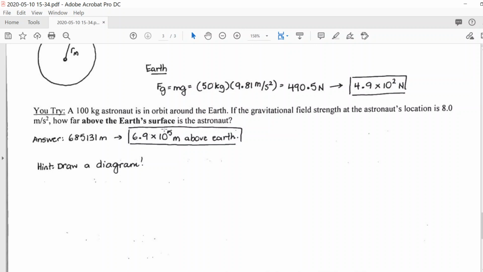Okay, there's a question here for you to try. I've put the answer here for you, so you should be getting 685,131 meters before you round. My hint for you is that before you try this question, you should draw a diagram. And if you try it, but you can't seem to get this answer, what I'd like you to do is send me a picture of your work by email, and I will send you back some feedback. But please draw a diagram before attempting it.